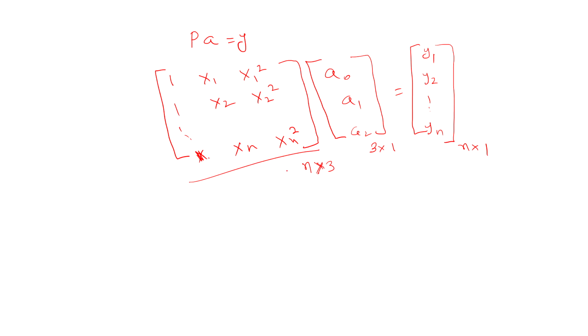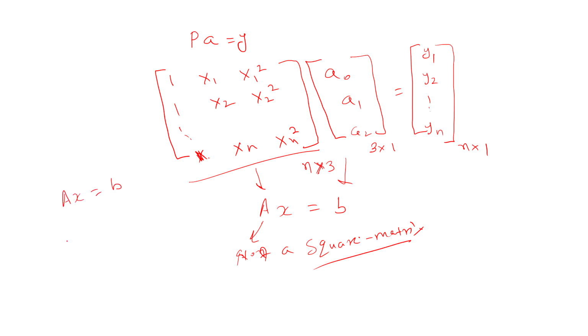So, since everyone is known to this form, I am calling this matrix A, I am calling this vector X, and I am calling this B. But the problem with this matrix system is that A is not a square matrix, so we cannot directly invert it. We will have to convert this matrix in such a way that we get a square matrix. So I have this AX is equal to B.